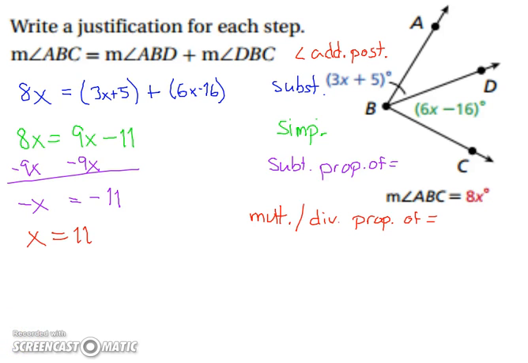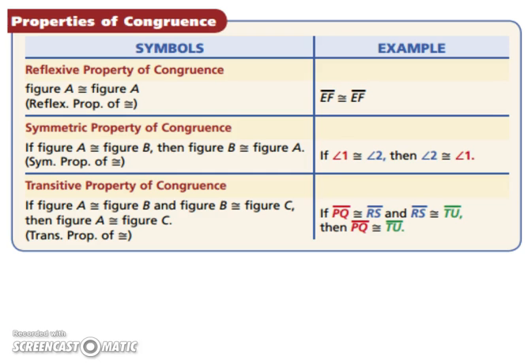All right, well, let's look at properties of congruence. We have the reflexive property of congruence, which is where you have EF, so segment EF is congruent to segment EF. So very similar to that A equals A, only because we're dealing with congruence, we use the congruent symbol. The difference between equal and congruence: equal talks about the measure of something. Congruent talks about the figure itself.